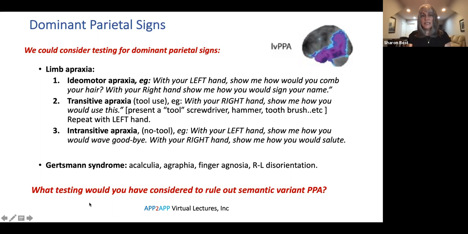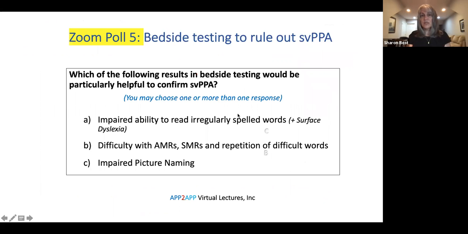So what testing would you have considered to rule out a semantic variant PPA? So here's your next poll. Which of the following results in bedside testing would be particularly helpful to confirm a semantic variant? You may choose one or more than one. An impaired ability to read irregularly spelled words, difficulty in AMRs, SMRs, and repetition of difficult words, and impaired naming.